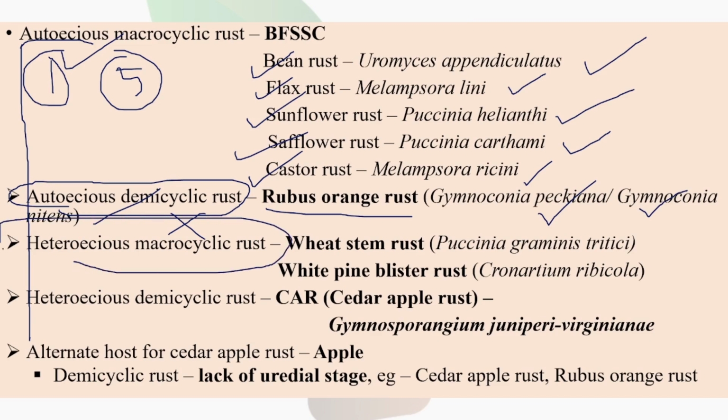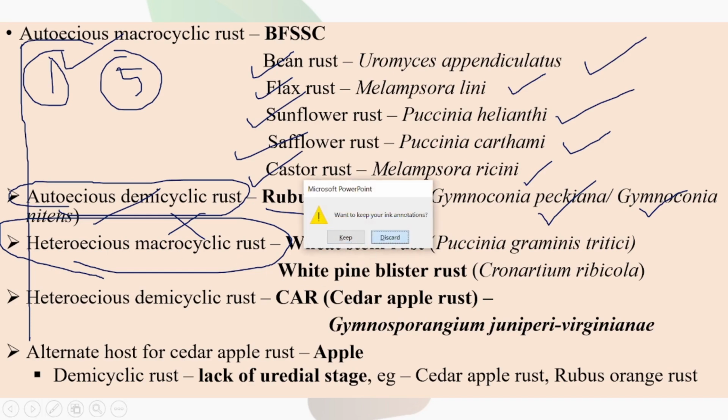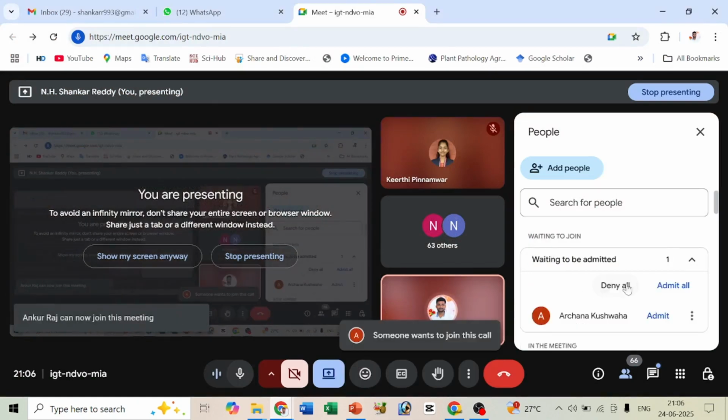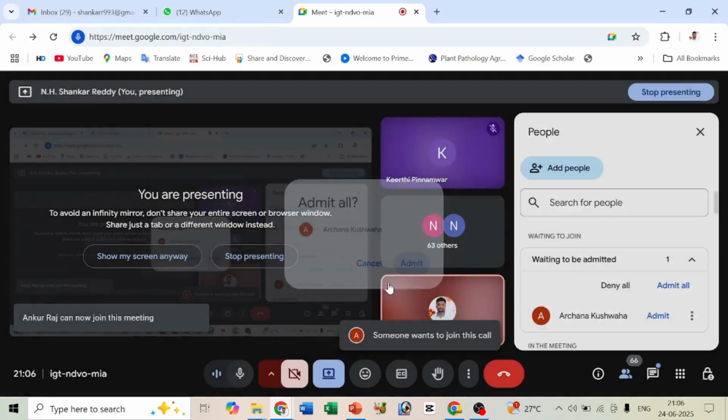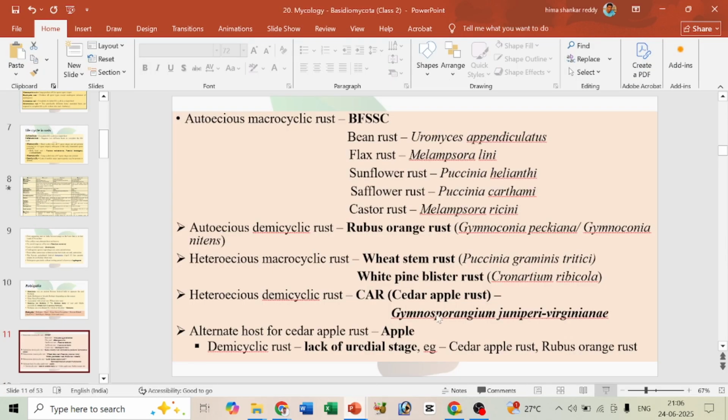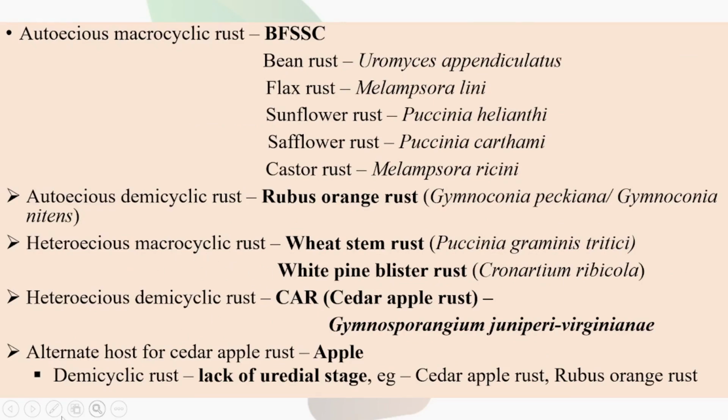Heteroecious macrocyclic rust is very important, the most important one. Hetero means different. The pathogen requires two biologically unrelated hosts to complete the life cycle. So that is called heteroecious macrocyclic rust. Examples are wheat stem rust, Puccinia graminis tritici, and white pine blister rust, Cronartium ribicola. These two are the examples.